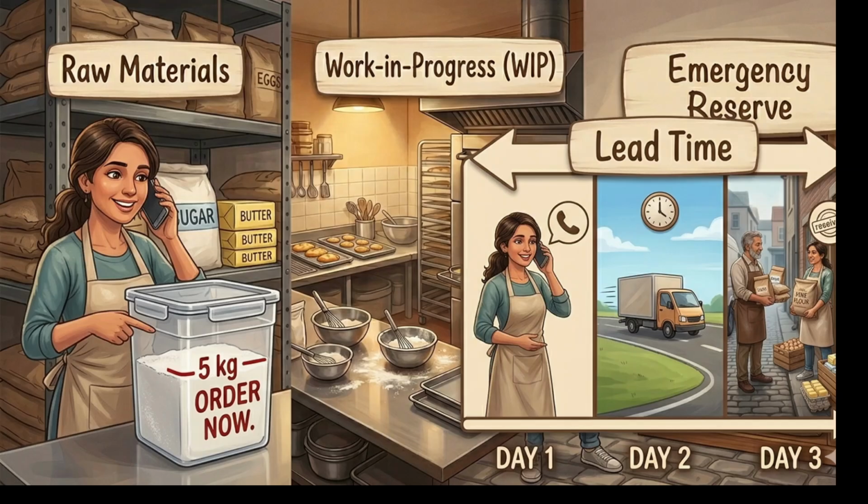If he were slower, if Mr. Hamid took 4 days to deliver, then Zara would need to reorder even earlier. She would need to reorder when it was, for example, 6 kilograms or 7 kilograms left. All right, moving on.